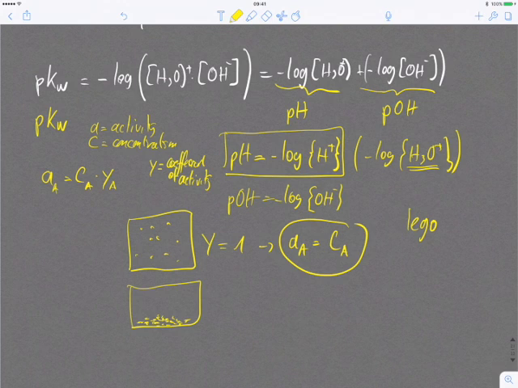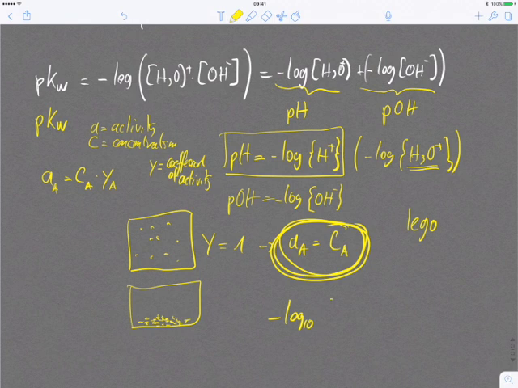So from now on, we will mix both. We will look at ecosystem examples where the substances are highly diluted. So in this case, the activity will be equal to the concentration. But keep in mind that the real correct definition of the pH is minus log 10 of the activity of the H+. H+ is again a simplification of H3O+.